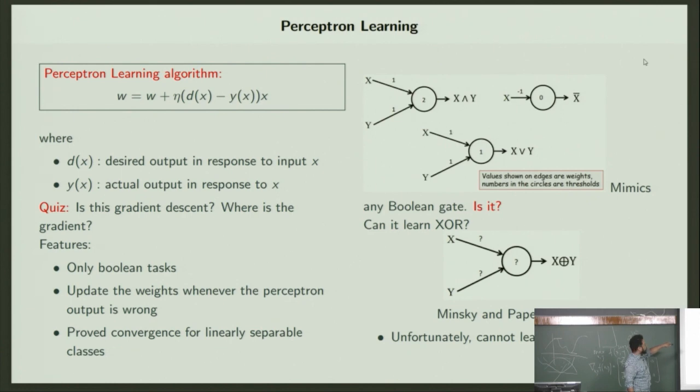So total is 1. Is 1 greater than or equal to 2? No. So its output is 0. So for input 1 0 the output was supposed to be 0, and it is indeed predicting that. You can check all this yourself.